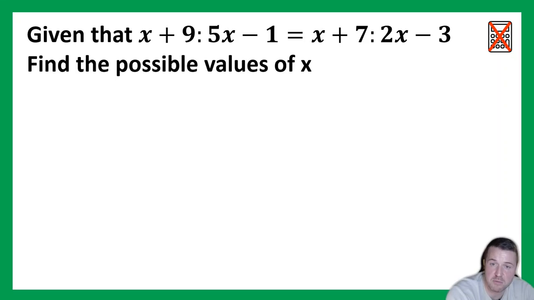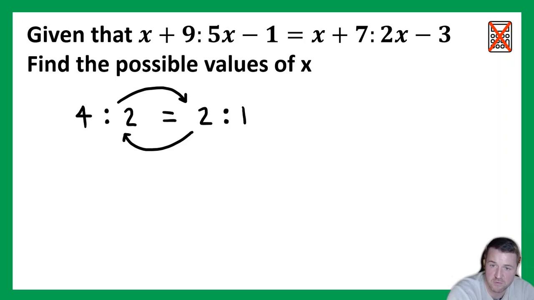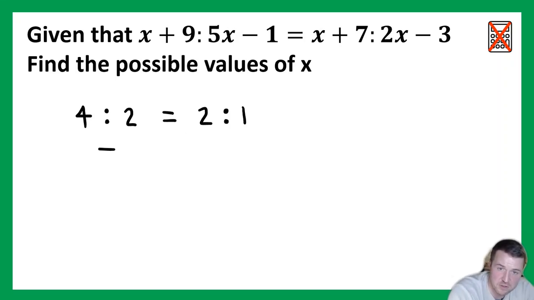We can use an example of some numerical ratios to help us understand how to form the equations. If I tell you the ratio 4 to 2 is equal to 2 to 1, we know this to be true since we can just divide both parts by 2 if we're converting from here to here, or multiplying both parts by 2 if we're working from here to here. Then representing these as fractions, 4 over 2 is also equal to 2 over 1.